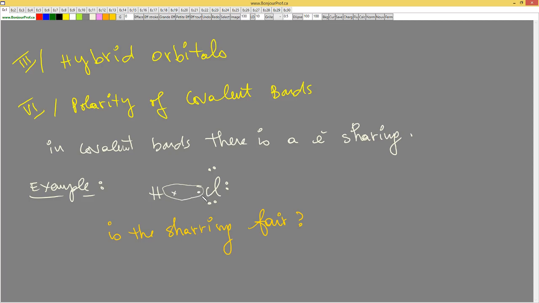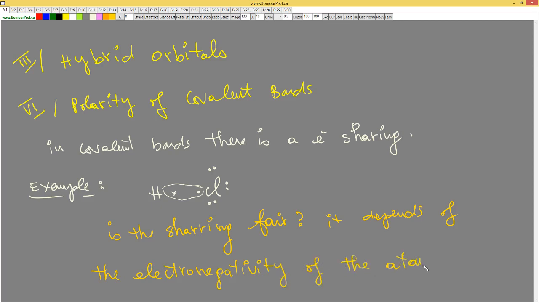electronegative. Electronegativity. We saw it in grade 11. What is electronegativity? It is the capacity to attract the electrons. So is the sharing fair? It depends on the electronegativity of the atoms. What does it mean? Which one attracts the electrons more?